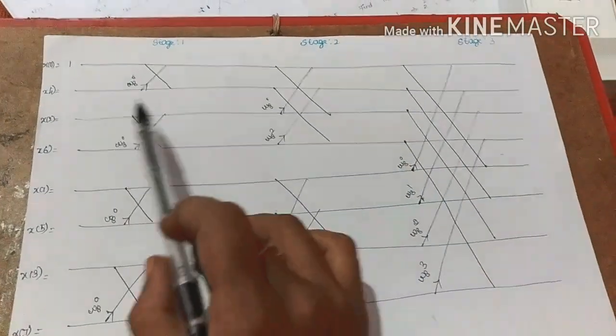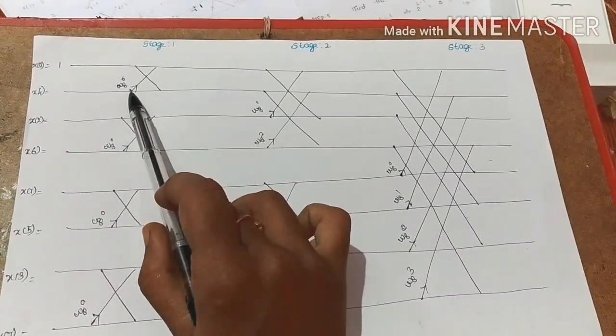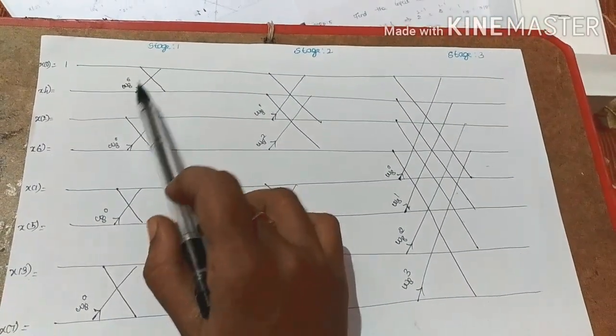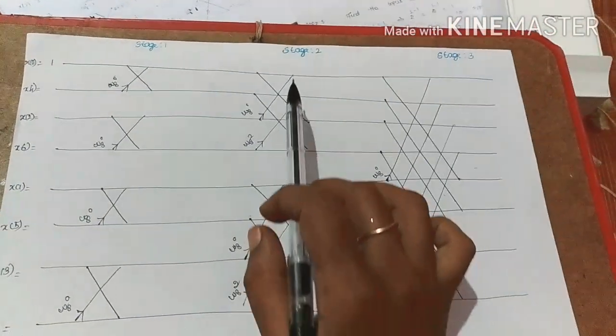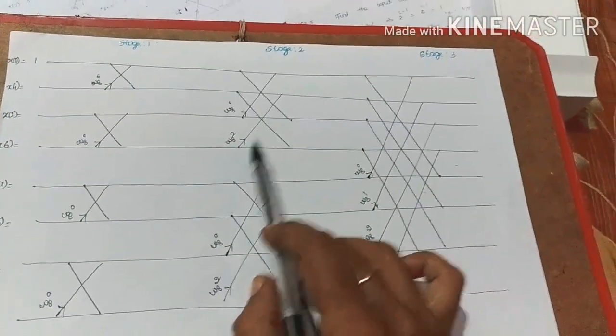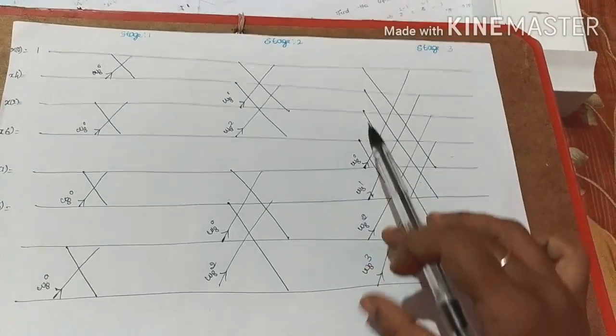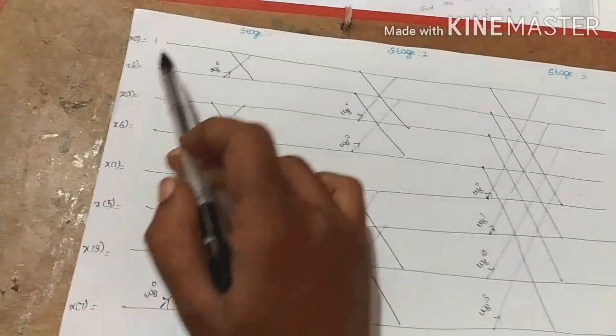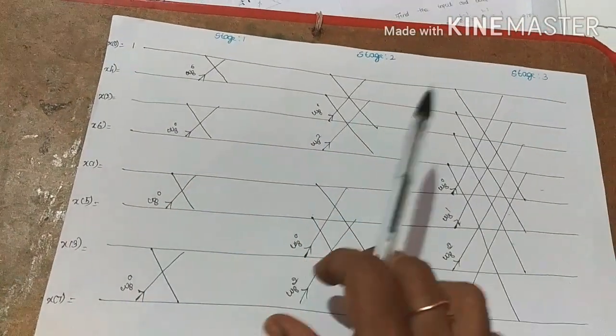Okay, for stage 1 we give 1 input. Already we calculated that stage number 1 contains 1 input, and we get 1 output. Similarly, in stage number 2 we give 2 external inputs. In stage number 3 we use 4 external inputs. Then here on the left side we write the bit reversal order.